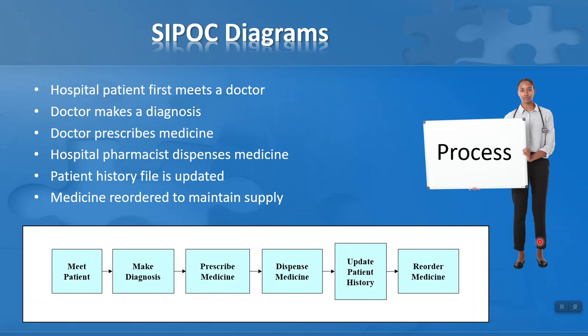And then the next part of the process is that the hospital pharmacist dispenses the medicine, the patient history file is updated, and the last high-level step in this process is that the medicine is reordered to maintain supply. So this is, as you can see, very, very high level, and the actual process will be a lot more detailed than this. But for the purposes of our SIPOC diagram, we don't want to have more than 6, maybe 7 steps in our process.